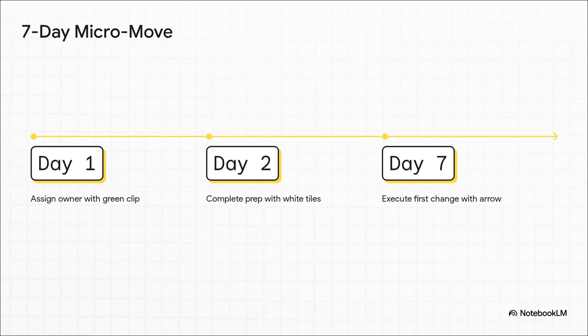This physical mapping naturally creates a 7-day micromove timeline. We just turned a 120-minute abstract workshop into a totally actionable low-lift execution plan that a team can start on the minute they walk out the door. Day 1 is owned with the green clip, day 2 is prepped with the white tiles, and by day 7, that arrow piece points to actual real-world execution. It's a real game changer.